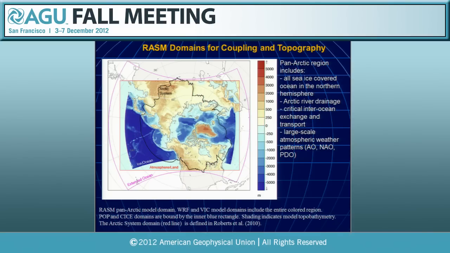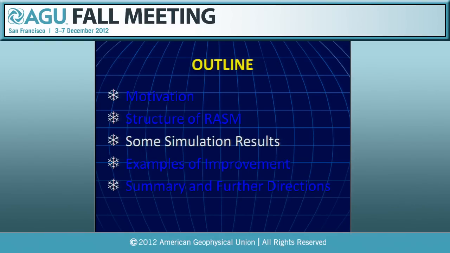And this here shows that we are encompassing almost all of the Arctic system as defined in that Roberts et al. report, and in particular, getting the major river watersheds that feed into the Arctic Ocean. Some of our simulation results.